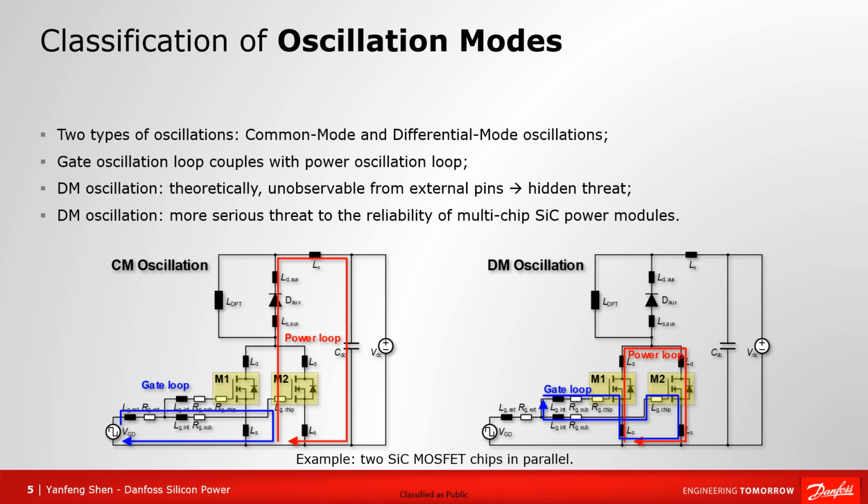Theoretically, the differential mode oscillation happens inside a power module, so in many cases, it may not be observable from external pins. So the differential mode oscillation actually is a hidden threat to the reliability of power modules. Also, compared with the common mode one, the loop inductance of differential mode oscillation is lower. So the differential mode oscillation usually causes a much higher gate voltage reading, resulting in degraded gate oxides or even catastrophic power module failure.